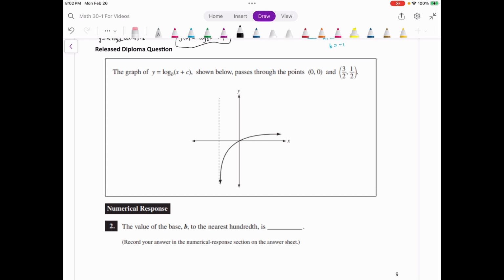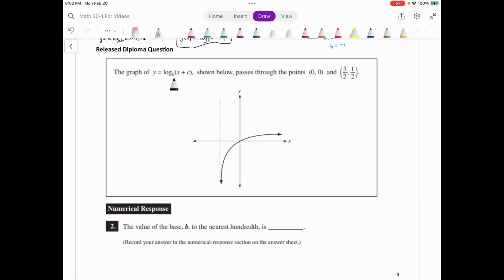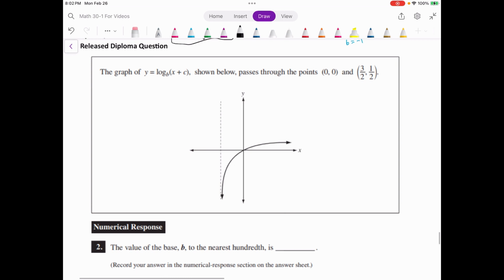What it does let us confirm, I suppose, is that no reflections have occurred. But even then, we kind of knew that anyway because it was y equals log base b of x plus c. There was no negative there. So I don't know how helpful the graph actually is. But this is a very common type of question, right? I mean, you've seen this before.